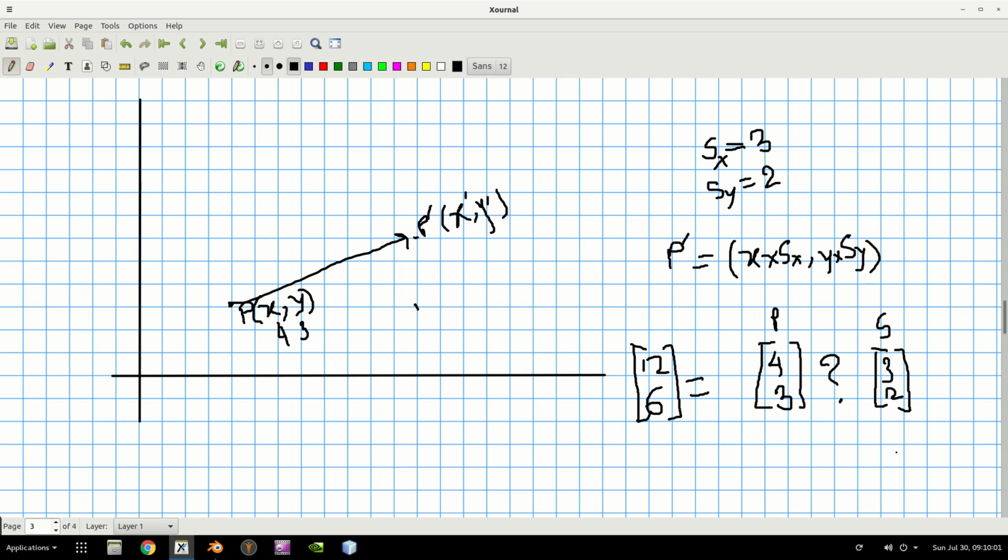Because adding this simply doesn't help, because if you add them, you get 4 plus 3 and 3 plus 2. They don't add up to the result that we're looking for, right? So how do you do this? Yes, because you got a 2 by 1 matrix over here, and you got another 2 by 1 matrix. You can't simply multiply them.